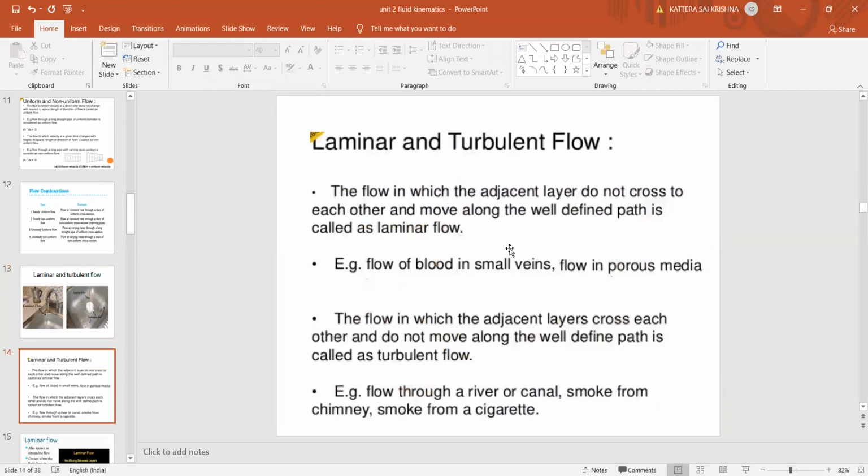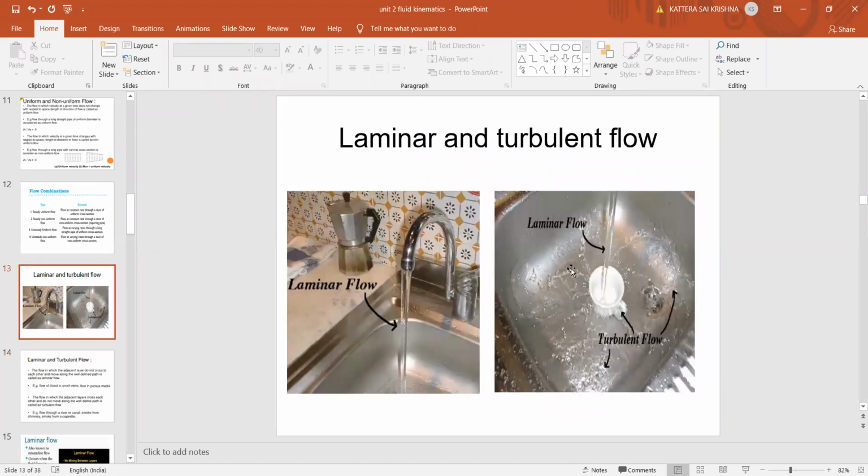Next, if you go for laminar and turbulent flow, see here, an example we see daily is laminar flow. This is called laminar flow, where you can see all the fluid particles go in a straight path slowly like this.